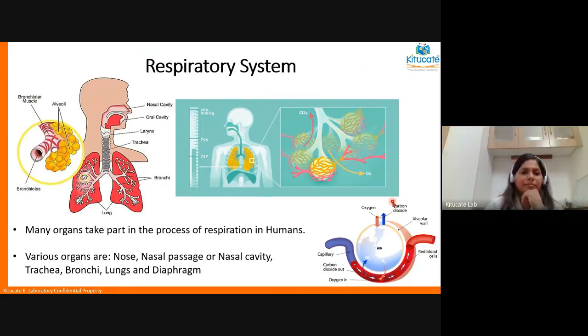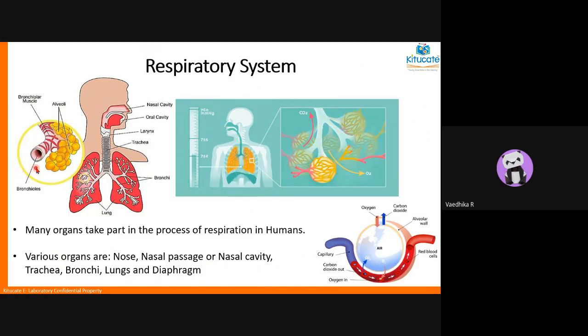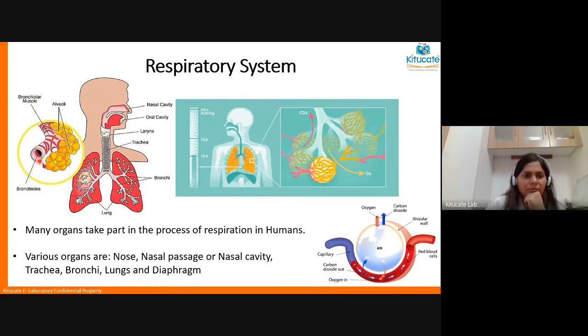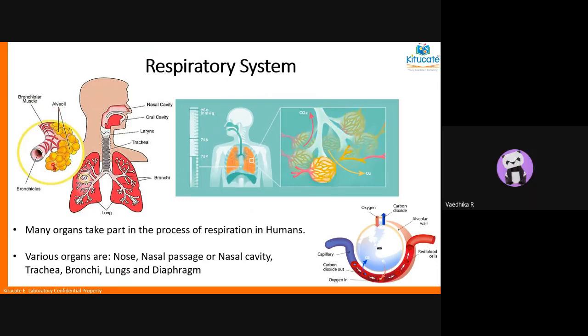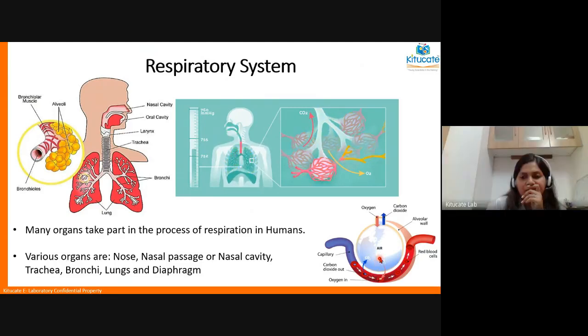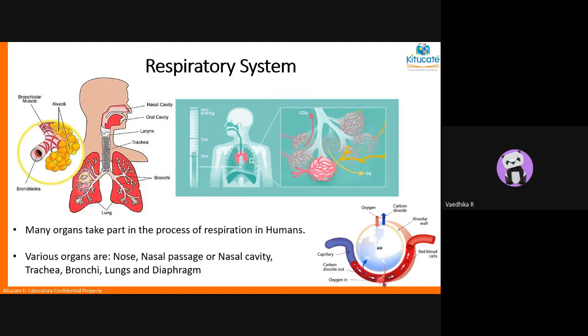And the bronchioles end with the air sacs called alveoli, and near the alveoli there are blood capillaries present which exchange the gases, like the carbon dioxide goes out of the blood to the alveoli, and the oxygen comes from the alveoli into the blood.